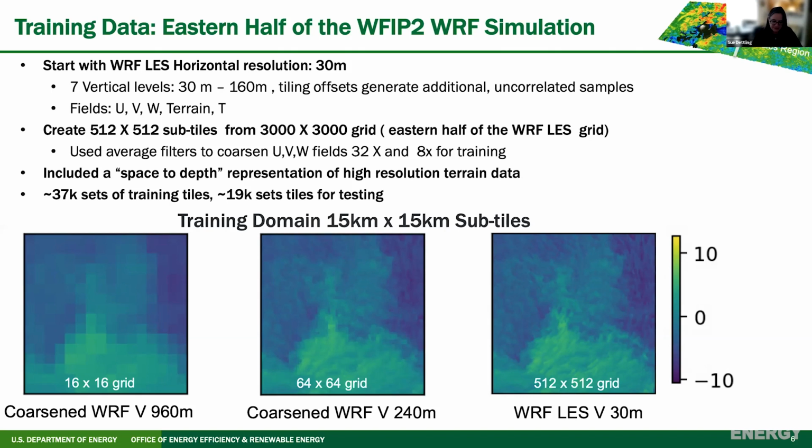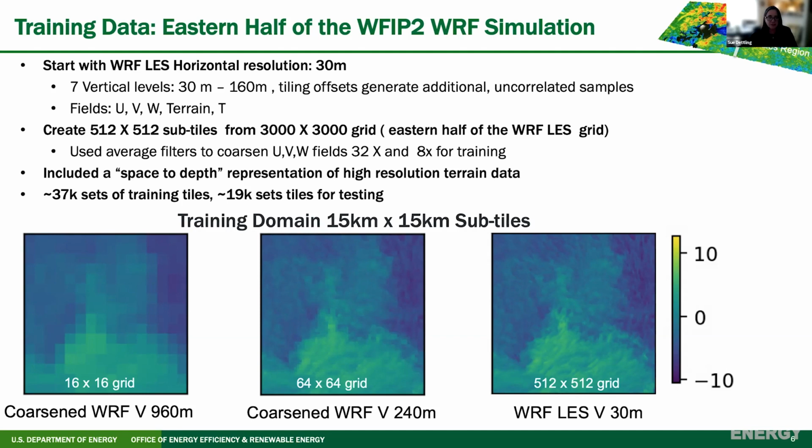As inputs to the deep learning networks, we used LES fields U, V and W, the horizontal and vertical components of the wind, also temperature and high resolution terrain. Now, corresponding sets of low resolution, medium resolution, and high resolution subtiles, like the ones on this slide, are used for training the downscale networks. And they were created by coarsening the high resolution WRF LES data with appropriate average filters. From this process, we made more than 37,000 training samples, and we set aside more than 19,000 testing samples.